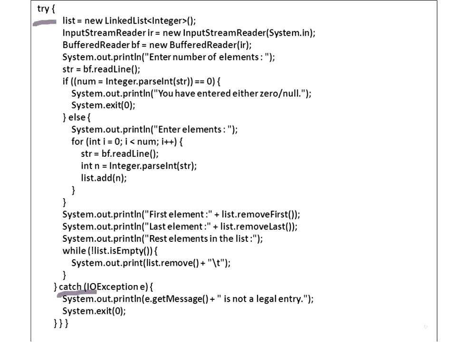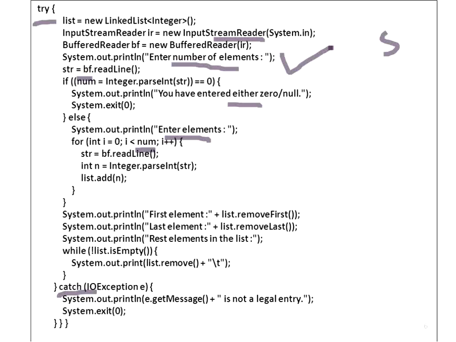Now what we have done, we will use input stream reader to read the inputs one by one. Firstly we will enter the number of elements and they are read by using buffer reader. Once those inputs are read, we will ask the user to enter elements. If suppose user has entered 0, then it will be caught. This is exception handling. Now we ask the user to enter elements, and for i equals 0, i less than num. What is num? Num is the number of elements that you have entered here.